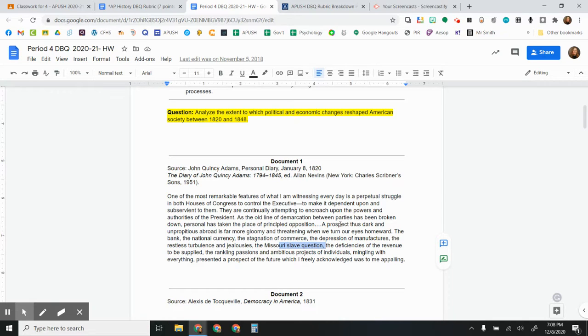caused more change or was more significant than the other ones, because you can't forget that part of the question. Analyze the extent to which. Okay. In this, they don't want you just to describe changes. They want you to say, what changes were the most impactful on American society? So you have to take a stand there.